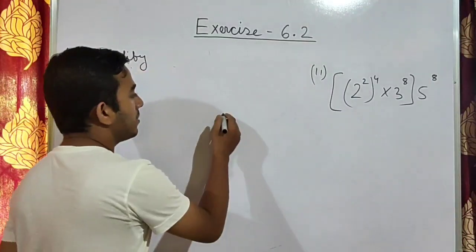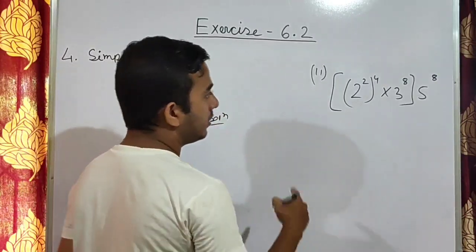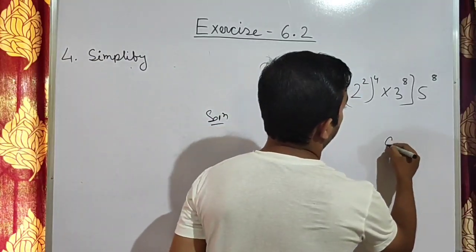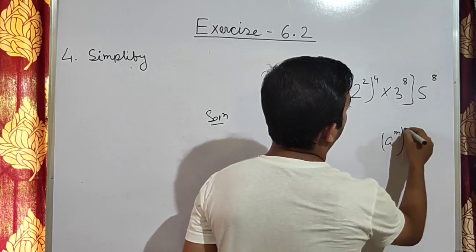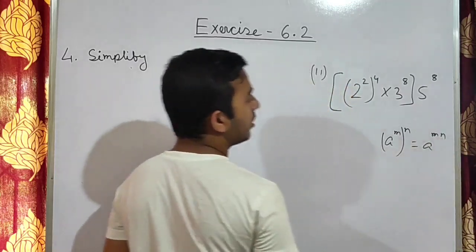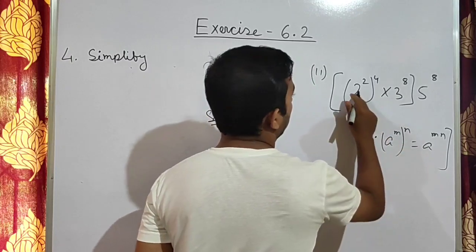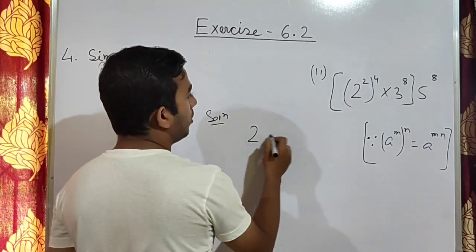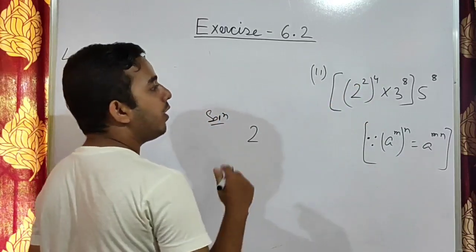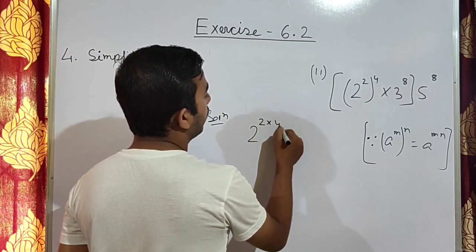Look, how can we solve this? We'll write the solution. Now we have one other formula, isn't it? Look, a to the power m whole power n equals what? A to the power mn, isn't it? We have this formula, so we will use this one in this case. In this case, we will write 2 to the power 2 whole power 4, which means what? 2 to the power 2 into 4, clear?